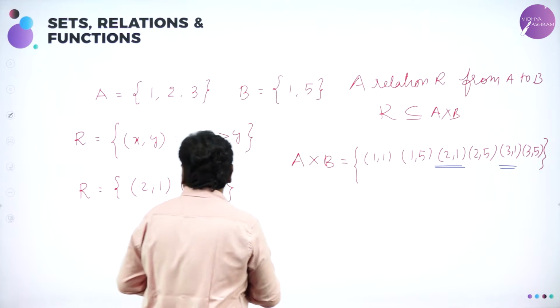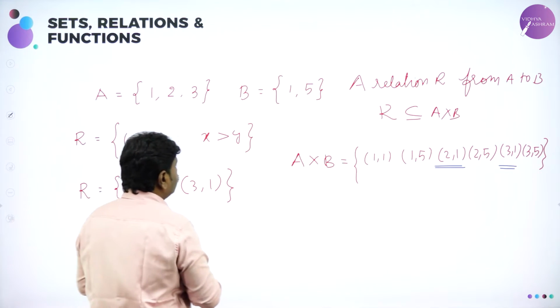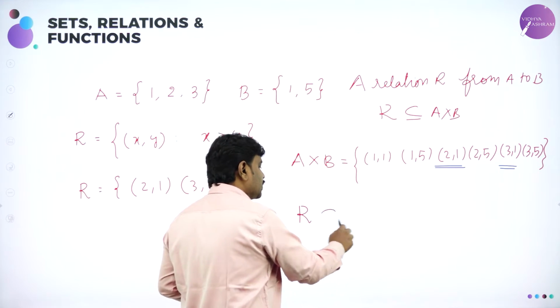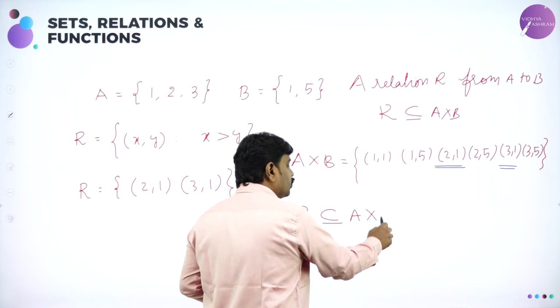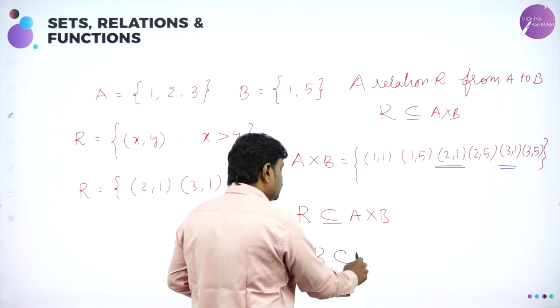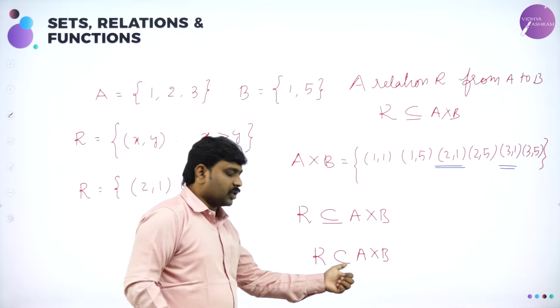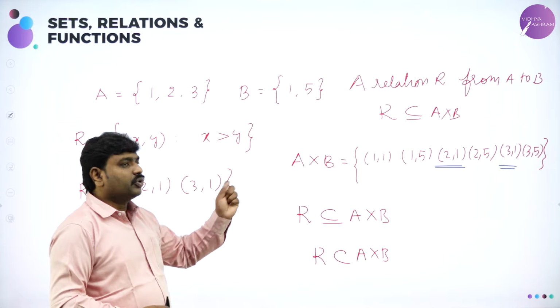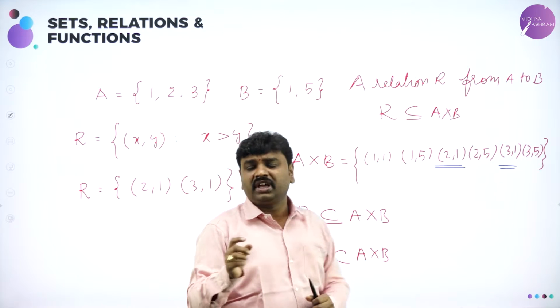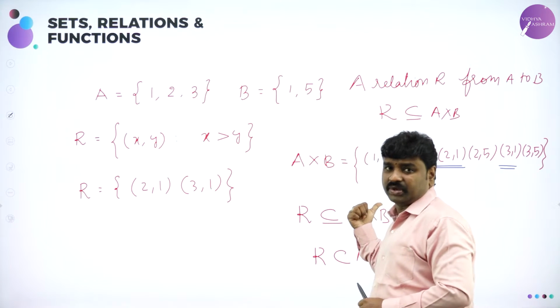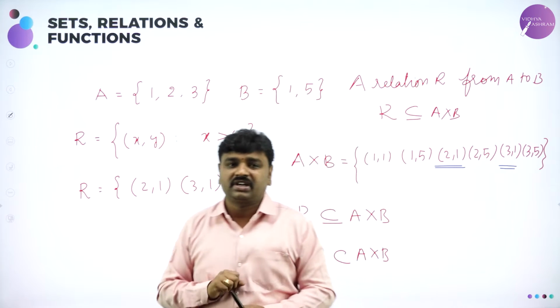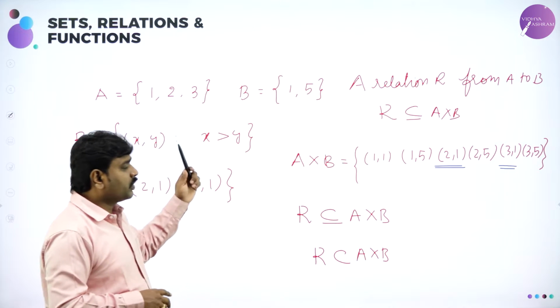So what is the conclusion? The conclusion is that R, the relation, is a subset of A cross B. All of you know very well, this is a proper subset, so I can write this symbol. So R is a proper subset of A cross B. All of you know what a subset is. Subset means every element in R should be in A cross B. R should be a part of A cross B. So what is a relation?